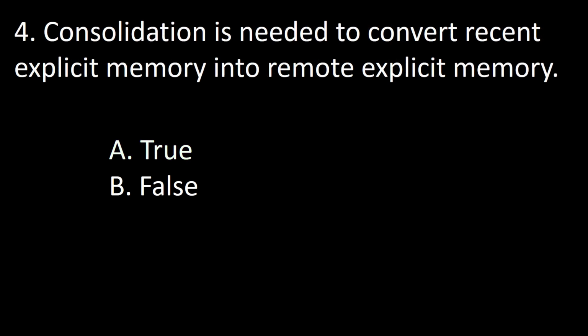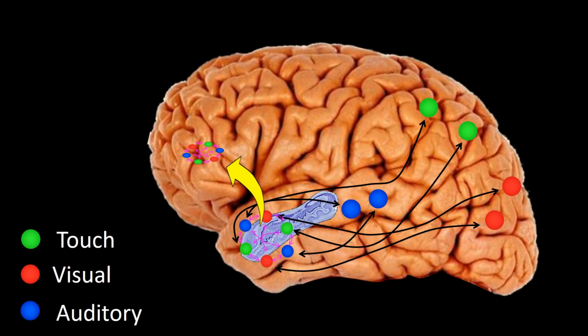Next question. Consolidation is needed to convert recent explicit memory into remote explicit memory. A, true; B, false. To recap what we have already learned about long-term explicit memory, information reaches the association sensory areas. From here, the information is sent to the hippocampal formation for encoding. And from the hippocampal formation, the encoded information is sent back to the corresponding association areas and to the laterodorsal prefrontal cortex.